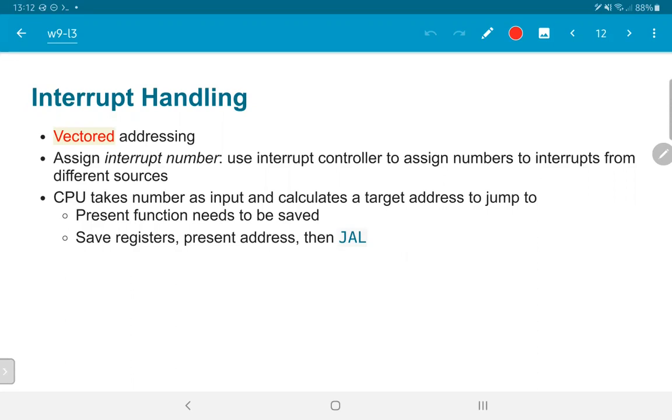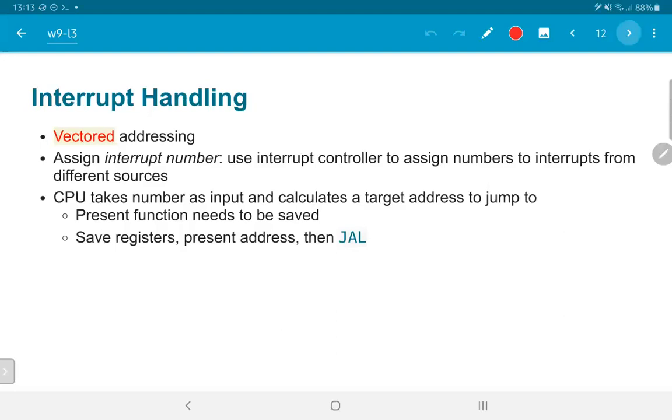But once you have assigned numbers in this way, what it means is that inside the CPU, as and when an interrupt occurs, the CPU can take this number as an input and calculate a target address to jump to. In terms of what actually happens inside the CPU, what needs to be done is we realize that we are essentially performing a jump operation, something like a function call, which means that some context of the function or the code presently being operated upon needs to be saved. Typically, we would need to save the registers, the present address where we are, and then we can perform something like a jump and link, which basically says, okay, store the present address in some register and go to this new address corresponding to the interrupt handler.